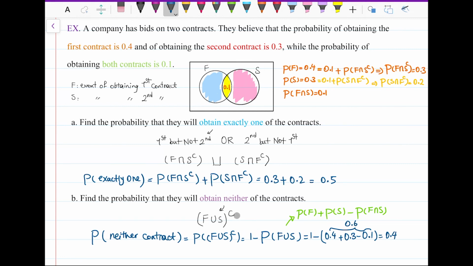So F union S complement, which area would that be? This area in here is basically 0.4. If I want to write this one in here, this is 0.3, and this one in here is 0.2.